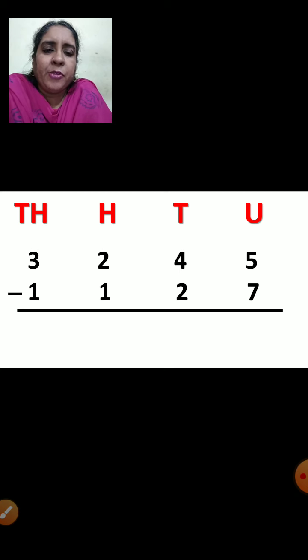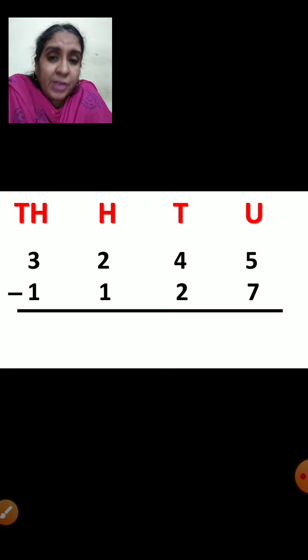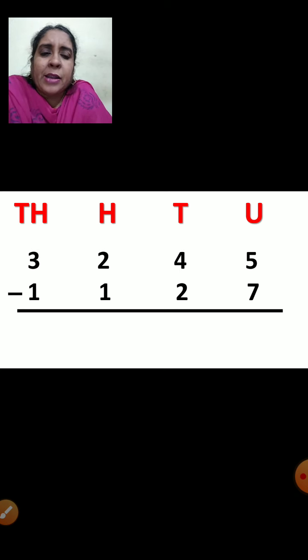Now we will do another sum. Now see the question, children. 3245 minus 1127. Okay, we are going to start from units place. Now see the number in units place, 5 and 7. Now you cannot subtract 7 from 5, right? Because 5 is small, 7 is big.